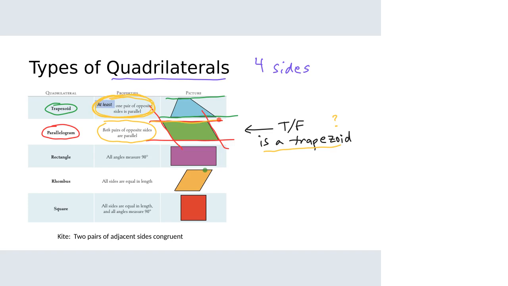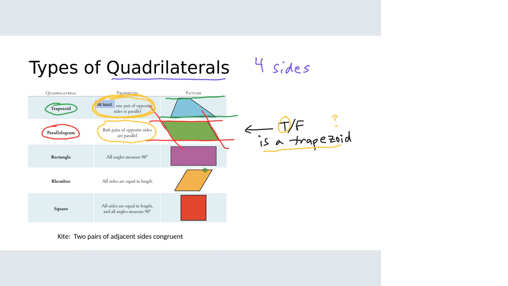And sure, top and bottom are parallel. That's good enough to make it a trapezoid. The fact that it happens to have both pairs of opposite sides parallel is nice. That makes it a parallelogram, but it is a trapezoid. So the answer would be true, it is a trapezoid.